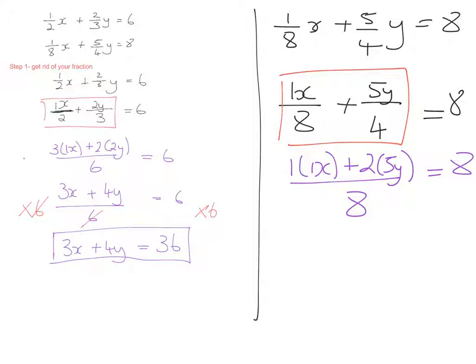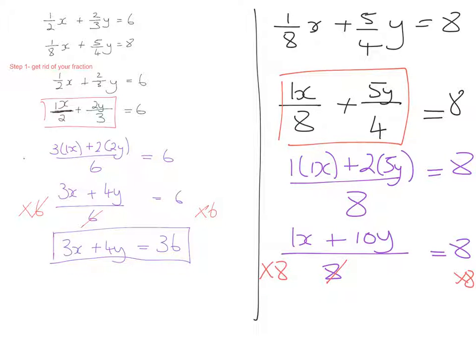So 1 by 1x is going to give me just 1x, plus 2 multiplied by 5y is going to give me 10y, all over 8 equals 8. And again, on this side now, I have division by 8, and it would be very nice to get rid of it. So if I multiply this side by 8, that will cancel the division, but I also must do it to the other side.